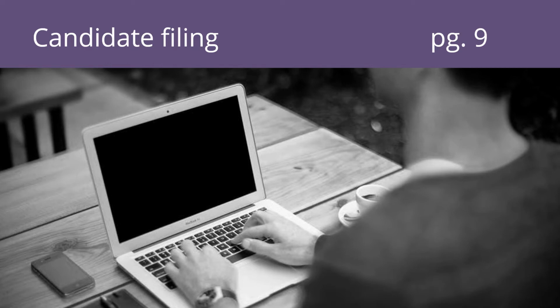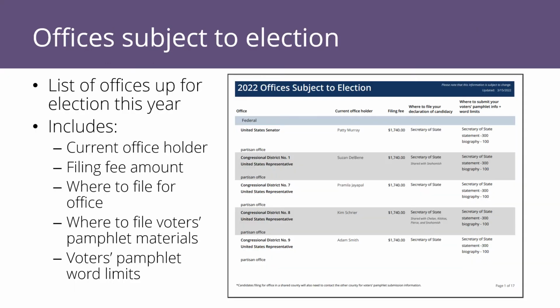Next, we will discuss candidate filing. The offices subject to election is a list of all the offices up for election this year. In addition to the offices, the list also includes the current office holder, the filing fee amount, where to file your declaration of candidacy, and voters' pamphlet word limits. This document is available on the Running for Office page on our King County Elections website.